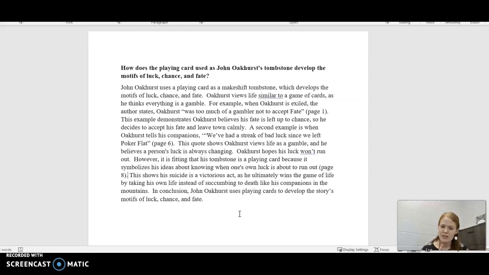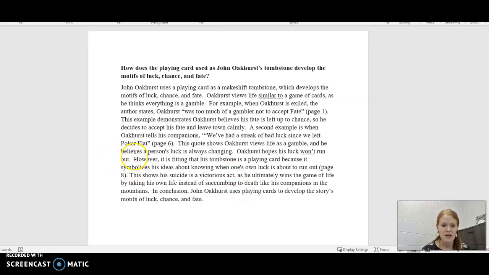So again, what I like that this constructed response does is I feel like it clearly answers the question by really talking about how he views his life, similar to a game of cards. He thinks everything is a gamble, and so it's very fitting that his tombstone is a card, a playing card, right? I also like the fact that this response uses two quotes, right? So you've got a quote here as well as another quote here. It provides the page number from where that's from. I think that's better than the paragraph number because it's too long to do paragraph numbers.